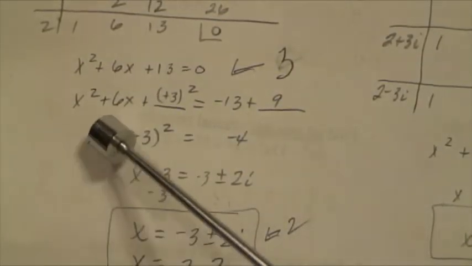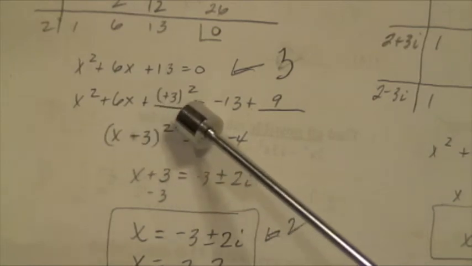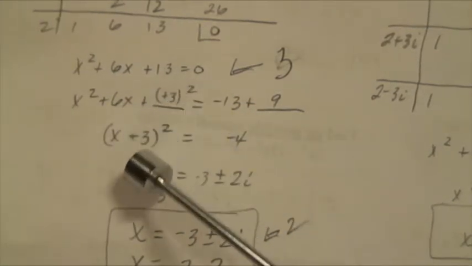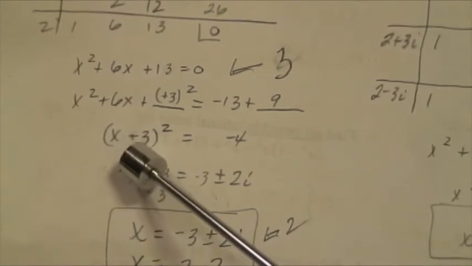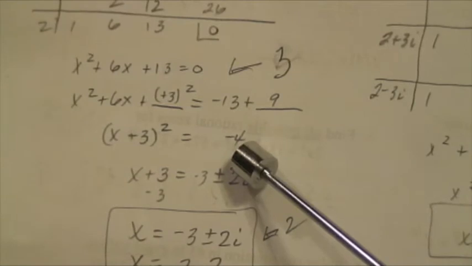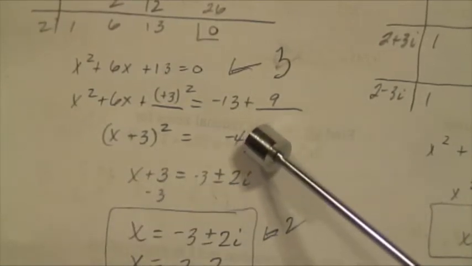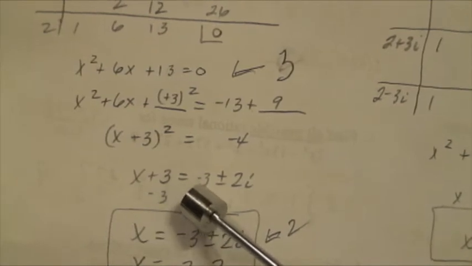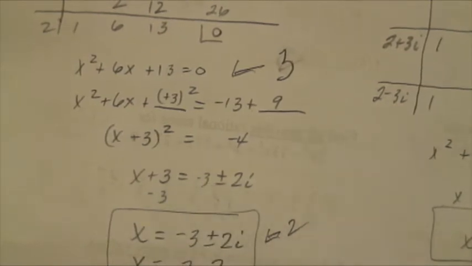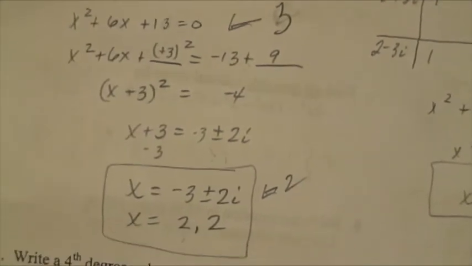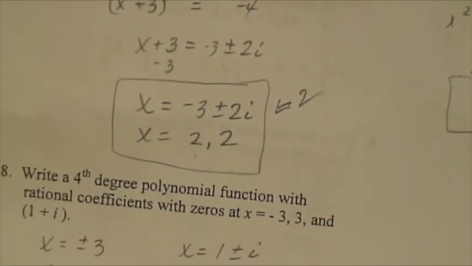We are going to take half of a +6, which is +3. I'm going to square that and make it 9. The x squared and the plus 3 squared is going to go into my binomial, x plus 3, all of that squared. -13 plus 9 is equal to -4. We take the square root of both sides. I get plus or minus 2i. I subtract the 3 over, sneak it in front of the plus or minus, and there are my other two answers that are complex. X equals -3 plus or minus 2i, and my two 2's.